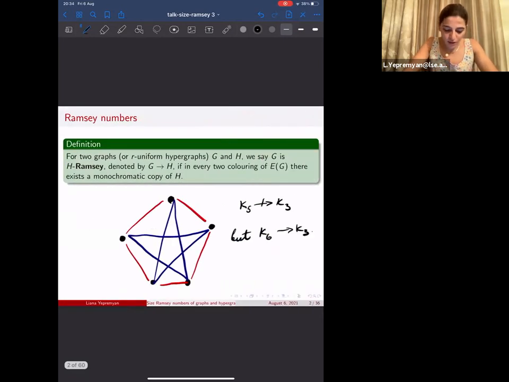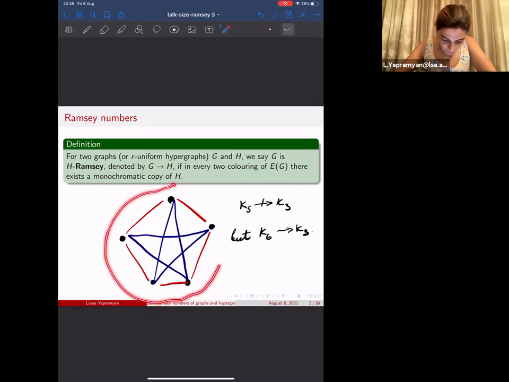Okay. So I'm sure that all of you have seen this definition many times, the definition of classical Ramsey numbers for two graphs or two uniform hypergraphs, G and H. We say G is H Ramsey, and we denote it by G arrows H, if in every two coloring of the edge set of G, there exists a monochromatic copy of H. One of the first examples in any combinatorics course is that K5 is not Ramsey for K3, because you can find an edge coloring of the complete graph on 5 vertices with 2 colors such that there's no monochromatic triangle, and I have drawn the picture here. However, one can show that K6 is Ramsey for K3.